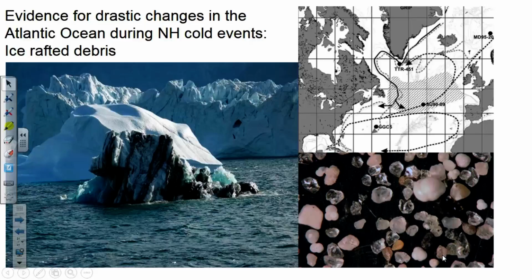Usually it's just clay, mud, and some forams and plankton that are forming these sediment cores. But when it gets very, very cold, we get a layer of this stuff. And this stuff is little bits of rock. The way that this stuff is thought to get out here into the middle Atlantic is on icebergs.